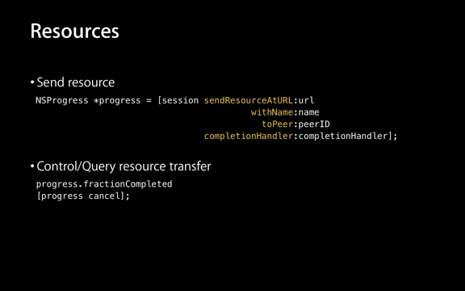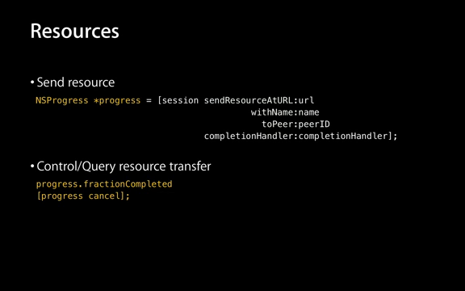Also, the framework will call the completion handler in case something goes wrong. So in both of these cases, the completion handler will be called. Like the previous two methods, sendResource@URL is non-blocking, and it will return immediately. As it returns, it will pass to you an NSProgress object. NSProgress is a new class in Foundation in iOS 7, and it will enable you to query current progress of the transmission. Also, it will give you the ability to cancel the transmission if you desire to do so.